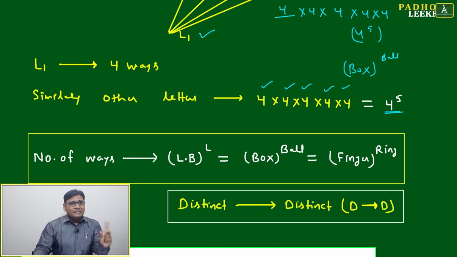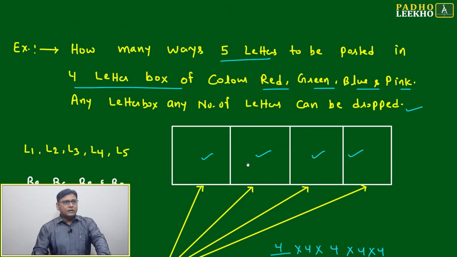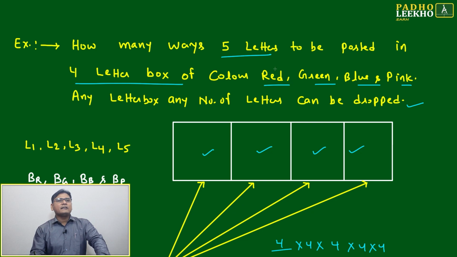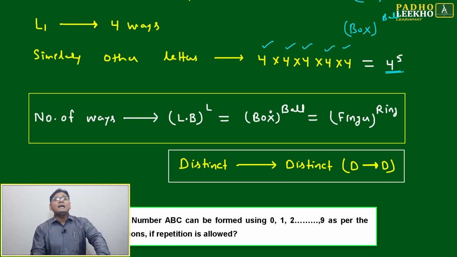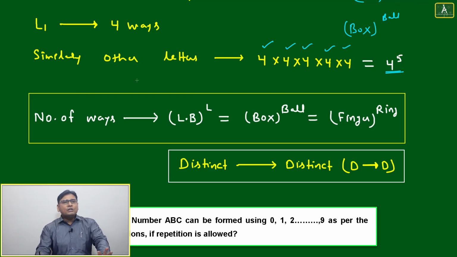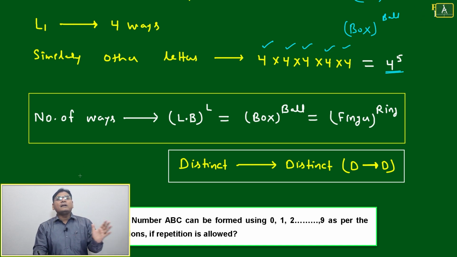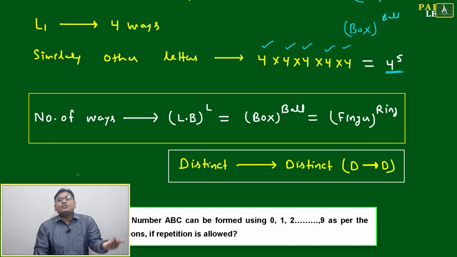This holds if boxes are different and balls are different, meaning boxes are distinct and balls are distinct. Here it is written that all 5 letters are different and the 4 letter boxes are also different colors. If they are not different, then the solution will be different and we have to analyze it another way. But if both are distinct, the letters cannot be the same. If you are sending letters to 4 different friends or 4 different cities, then all letters will be different. All 5 letters are different, and all 4 letter boxes are also different because colors are already given.